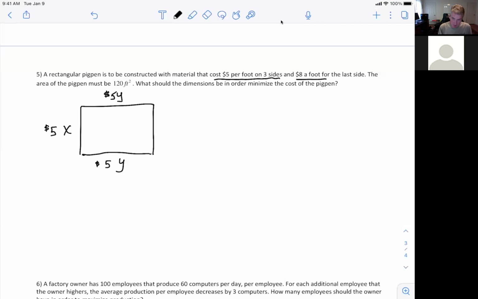And then for some reason, you have to use, maybe that's where the gate is going to be, so it has to be more expensive. It's going to cost $8 a foot. So let's see, if the left side is X, that means the right side is X. But this is going to cost $8 a foot to make that. So the area, so that the pig has enough space, has to be 120 square feet. Well, area is just X times Y. So that has to be 120 square feet.